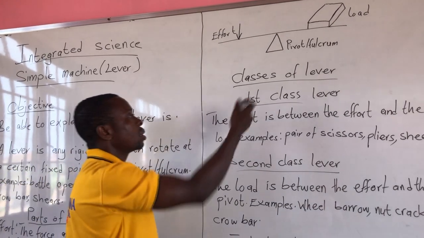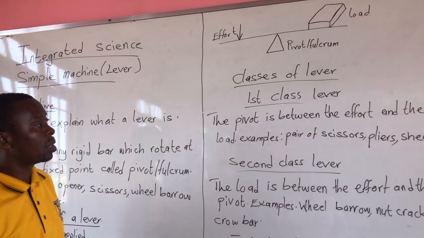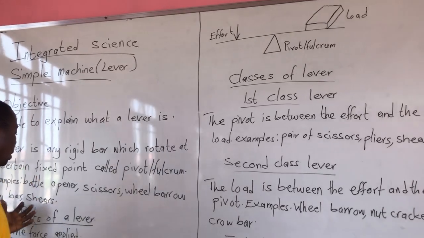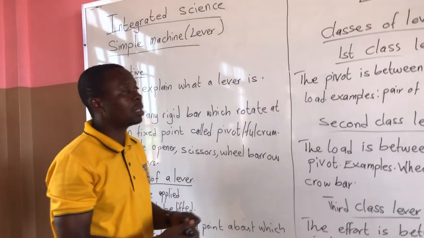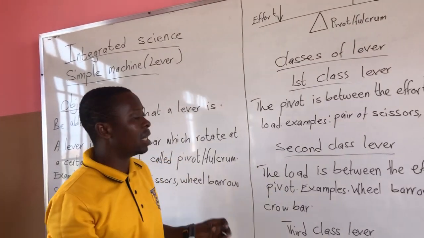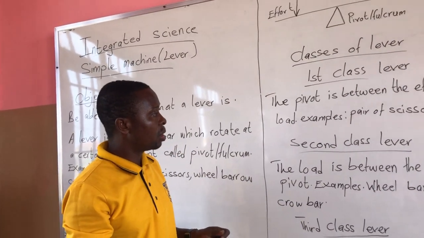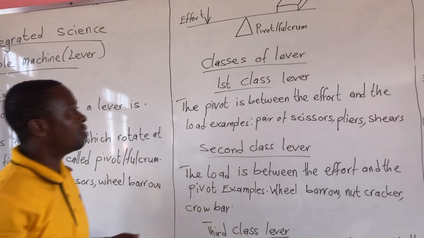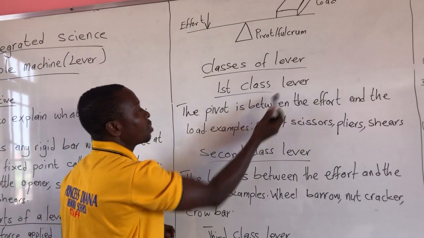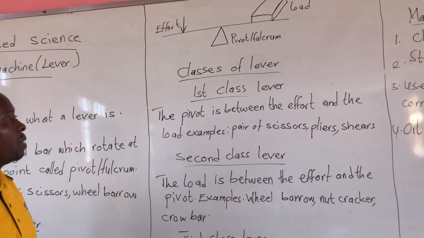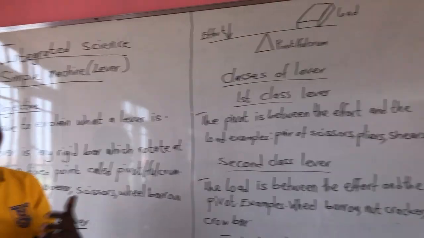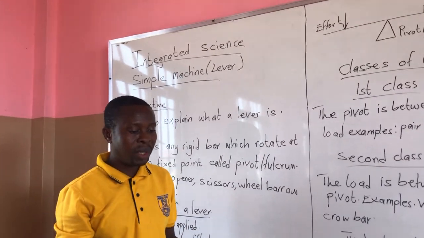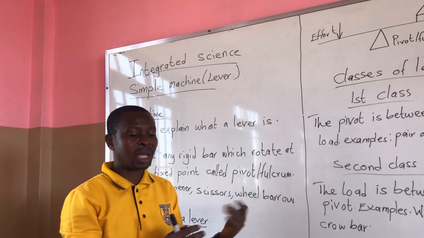Now let's continue with classes of levers. We talked about parts of a lever. We say we have three main parts of a lever: the pivot, the effort, and the load. So let's look at the classes of levers. Now we have the first class of lever. In the first class lever, the pivot is between the effort and the load.